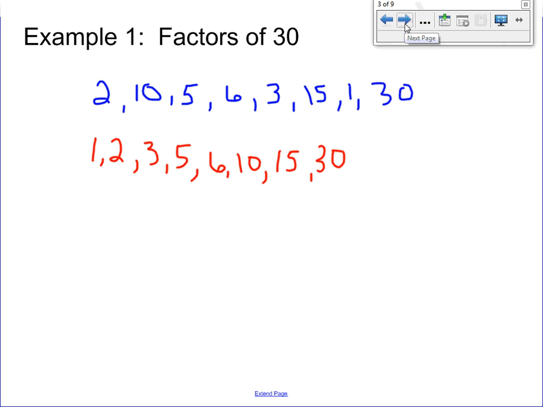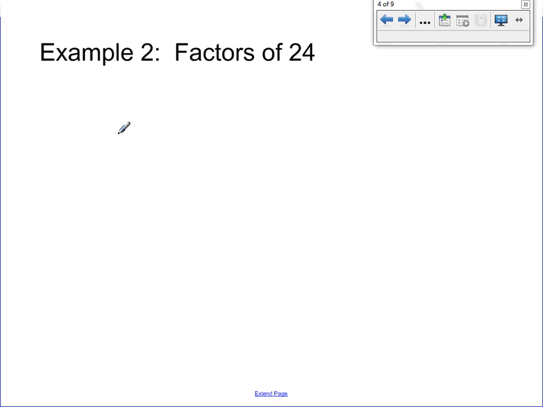Let's try this with another number. For example, 24 is one we can start with. So I obviously know factors are always going to be 1 and the same number, so I'm going to write down my 1 and my 24. I'm going to think about 2. Is 2 a factor? Well, 24 we said is an even number, and any even number is divisible by 2. So 2 is going to work, and if I think about it, I know that 2 times 12 is 24.